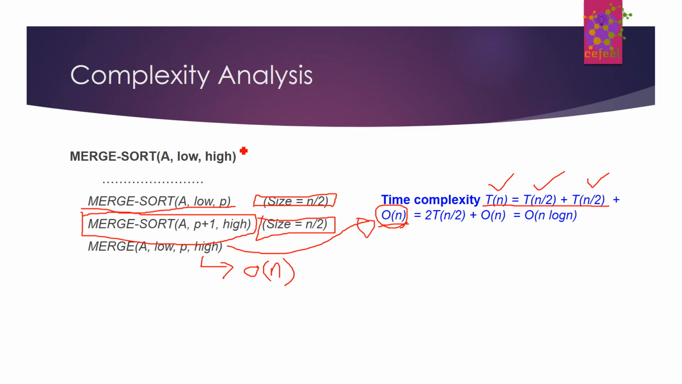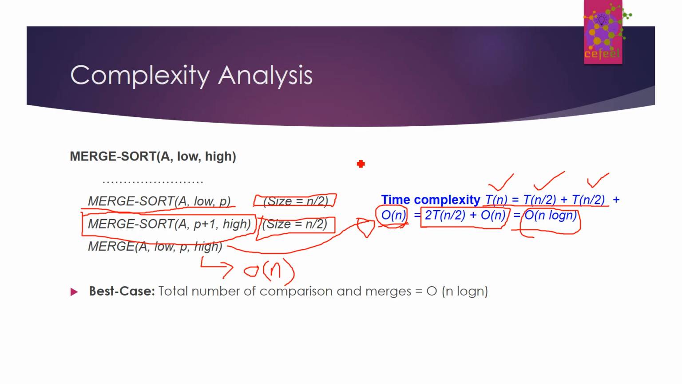So if we solve it, we will actually have 2T(n/2) plus order n. If we go ahead and solve by substitution or by using Master's theorem, we will get order of n log n. So this is the total time complexity of the merge sort call.